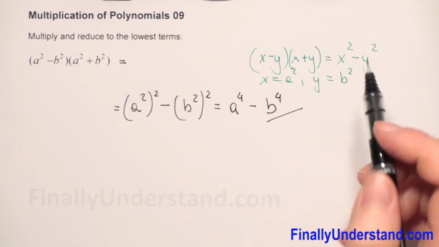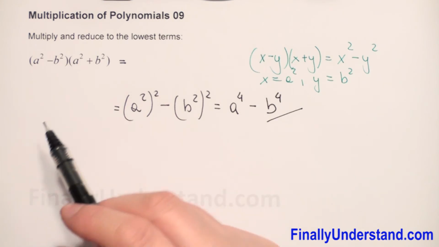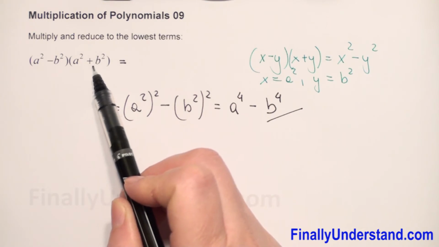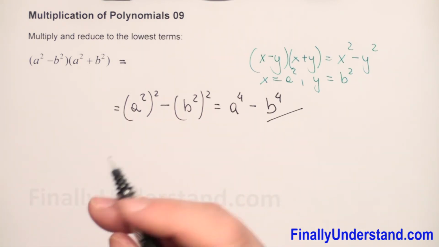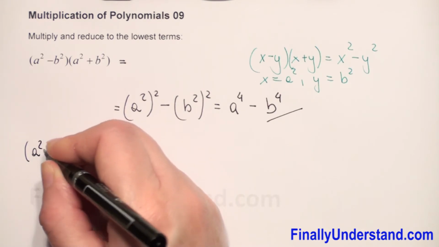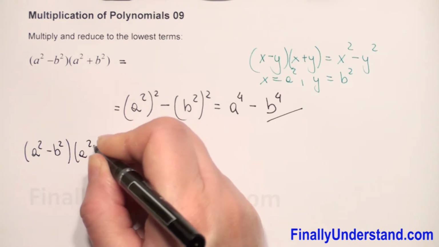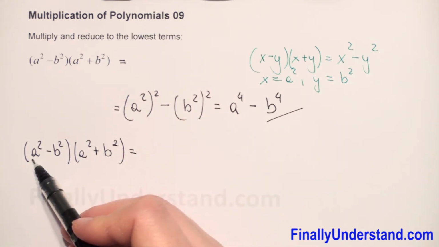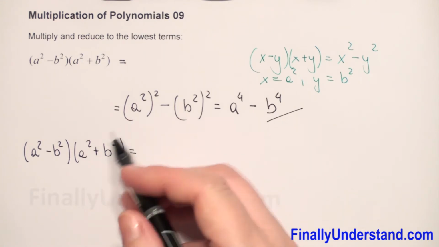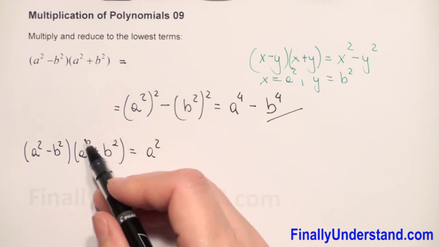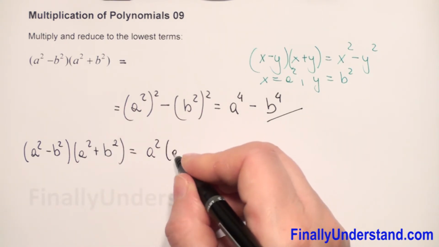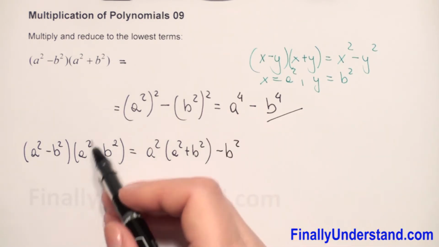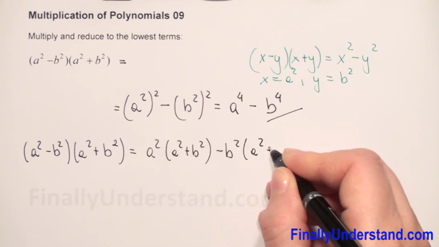But if you forgot, you can always do step by step, like I said at the beginning. So every term in the first parenthesis by every term in the second parenthesis, and next we have to combine the like terms. So let me copy our example one more time. Plus, of course, b squared. This is equal every term in the first parenthesis by every term in the second parenthesis. A squared we have to multiply times this whole expression in parentheses. And next we have negative b squared times this whole expression in parentheses.